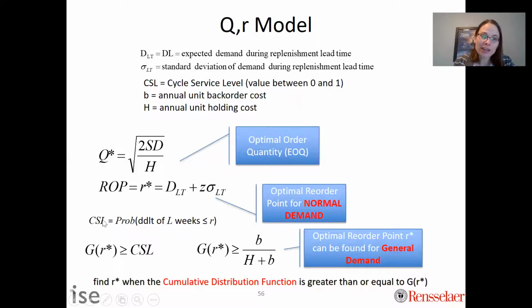So that's what it's doing, but you don't only have to use the normal distribution. You can have demand being non-normal, so it could be Poisson distributed, a discrete distribution, gamma distributed, etc. You just then need the cumulative distribution function to be able to apply these equations.